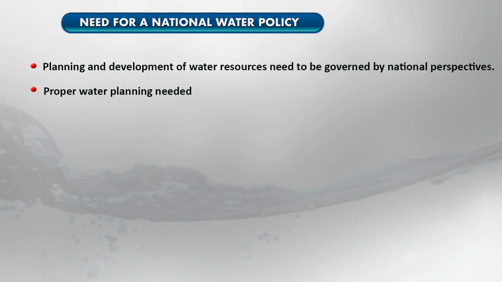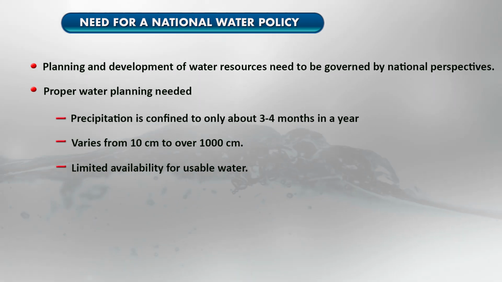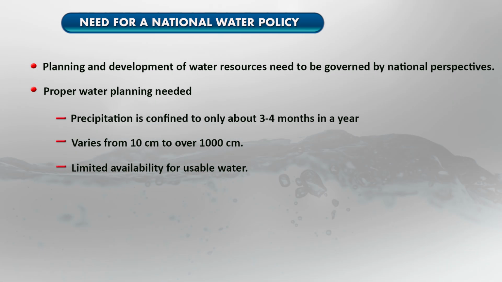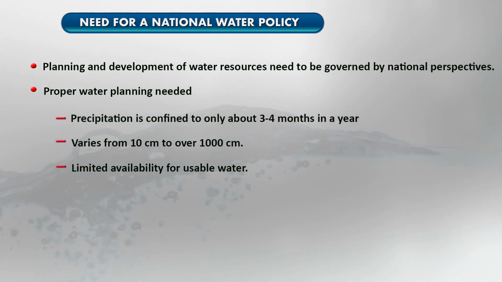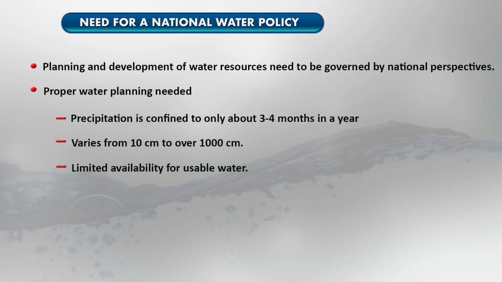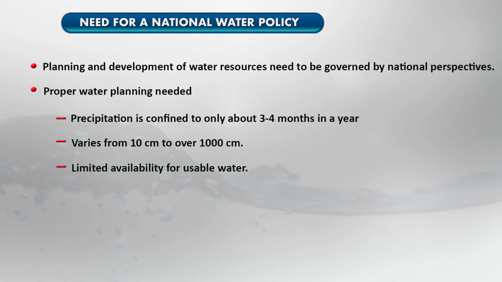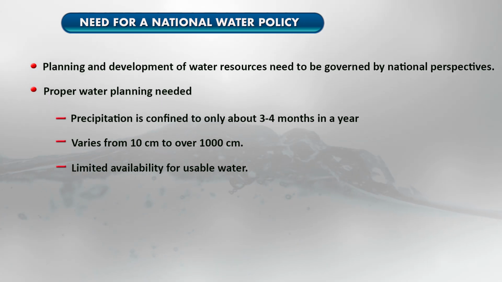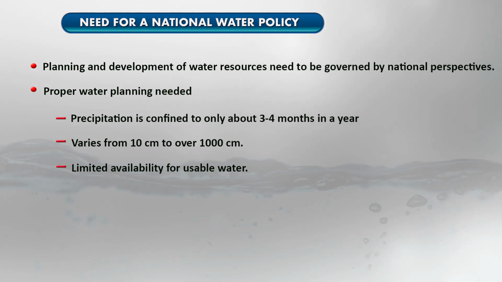Then proper water planning is needed, because precipitation occurs for only about 3 to 4 months in a year, so the rainfall is only for 3 to 4 months. Then there is a large variation in the rainfall, from around 10 centimeters in the desert area of Rajasthan to 1000 centimeters in Cherrapunji. So there is a large variation in the precipitation. Then there is the limited availability of usable water. There is rainfall, we have sufficient resources, but the availability of this usable water is very limited. So that's why we need proper water planning. That's why we need a national water policy.